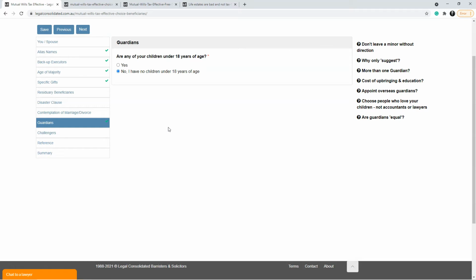The reason that you would have been told at the dinner party: I've prepared a will, a three-generational testament trust will at Legal Consolidated, and I've put a guardianship clause in the will. Ha, you wasted your time putting a guardianship clause in, says the person at the dinner party.